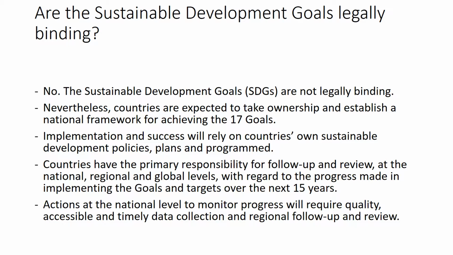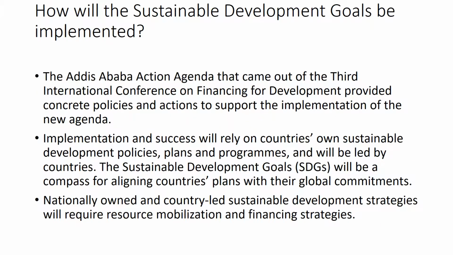It says here, action at the national level to monitor progress will require quality, accessible, and timely data collection and regional follow-up and review. So every year this delegation, the regional offices, and the office in the United Nations have to review how far we went, how far we achieved the 17 goals. Okay, let's move forward.